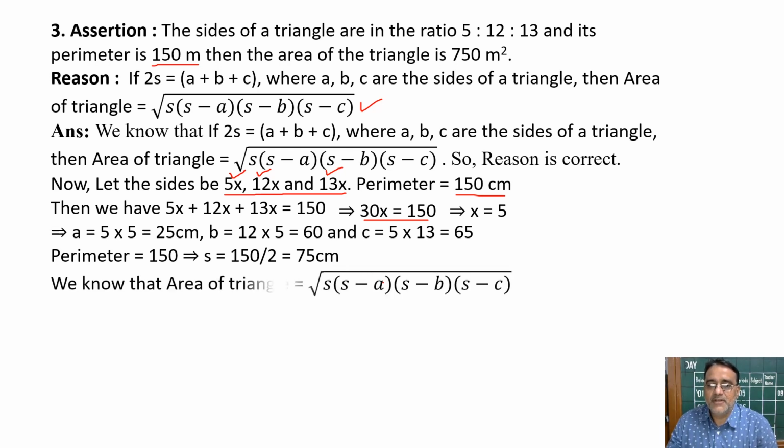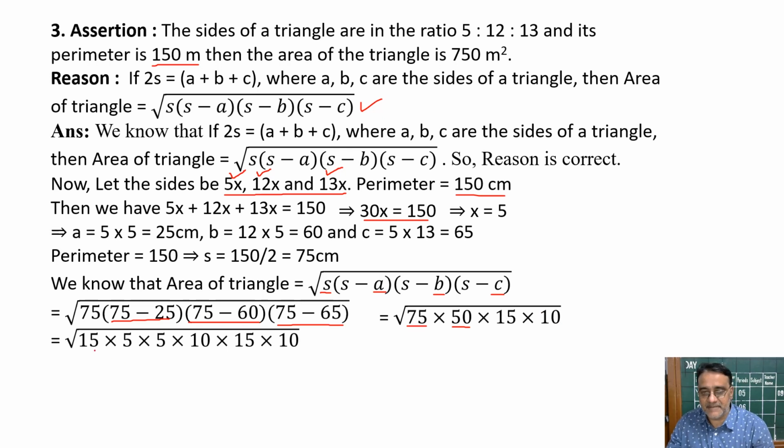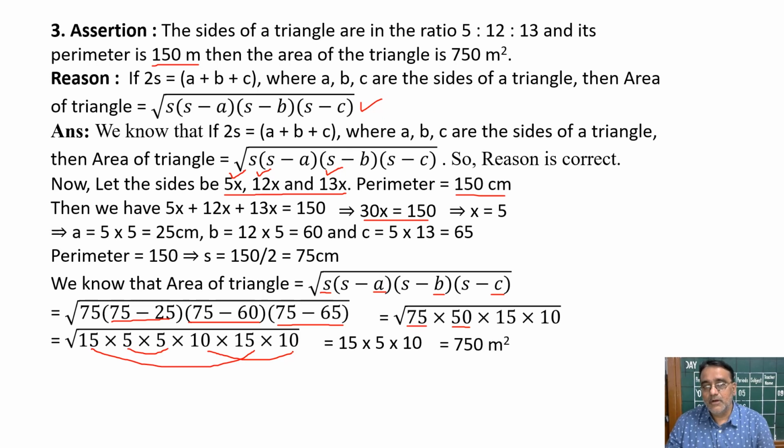Now we'll write the formula, Heron's formula. Area of triangle is equal to root over s into s minus a into s minus b into s minus c. So we'll substitute s 75, a 25, b 60 and c 65. 75 minus 25 is 50, 75 minus 60 is 15, and 75 minus 65 is 10. Right. So 75 we will write as 15 into 5, and this we will write as 5 into 10. The remaining 15, 10 we will keep as they are. Now 15 is 2 times, 5 is 2 times, and 10 is 2 times. Right. So after the square root, we'll get 15 into 5 into 10. 15 into 5 is 75, 75 into 10 is 750. So the assertion is also correct.